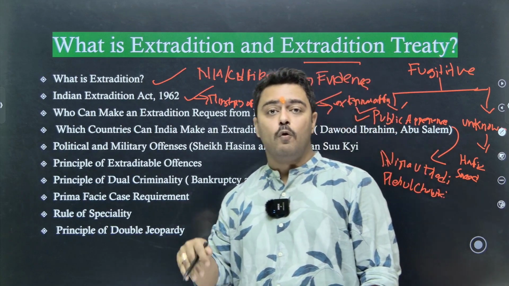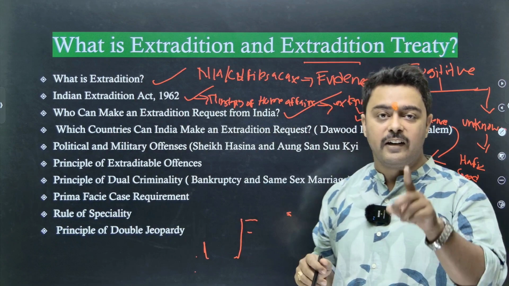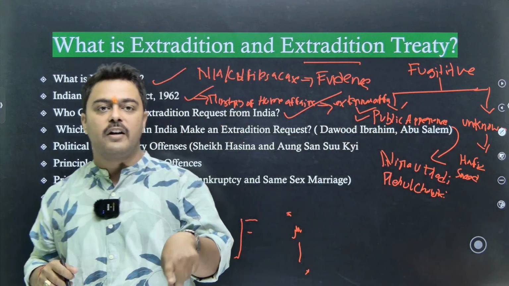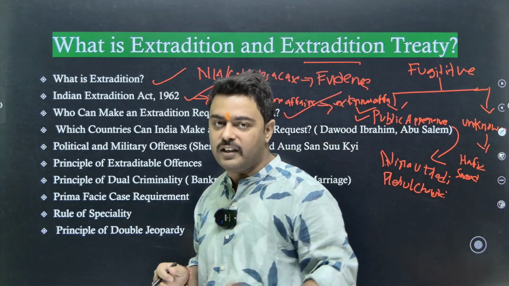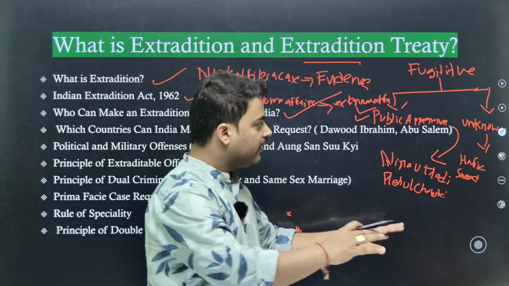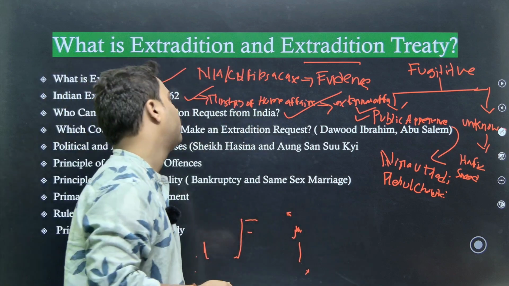Now the Interpol will issue a red corner notice to the entire world, all the 195 countries, and request them to search for that particular person and arrest him, and if he is arrested, then file a case against him. When this process happens, after this the extradition comes into effect. Okay, now let's move further.